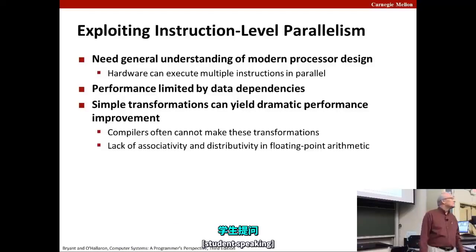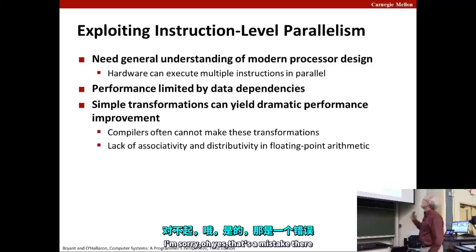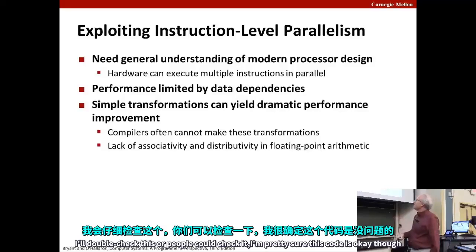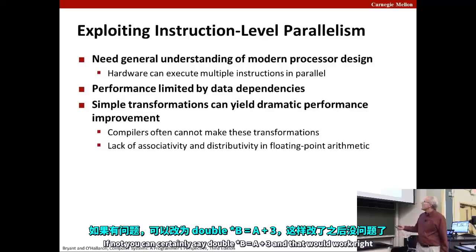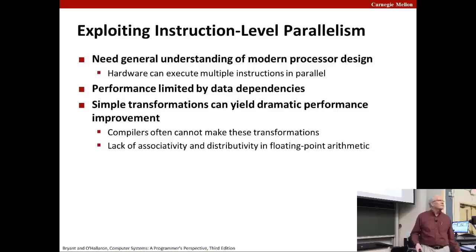Yes? I think the reason that was wrong is because you had extra brackets at the end of the page. What's that? You had extra brackets. After the 16, the second half, there's an extra bracket. I'm sorry. Oh, yes, that's a mistake there. I'll double check this, or people could check it. I'm pretty sure this code is okay, though. If not, you could certainly say double star b equals a plus 3, and that would work, right?